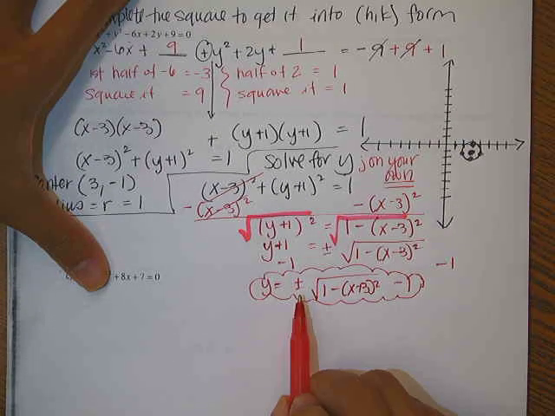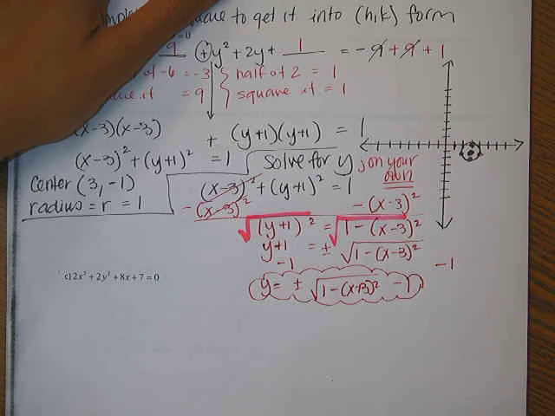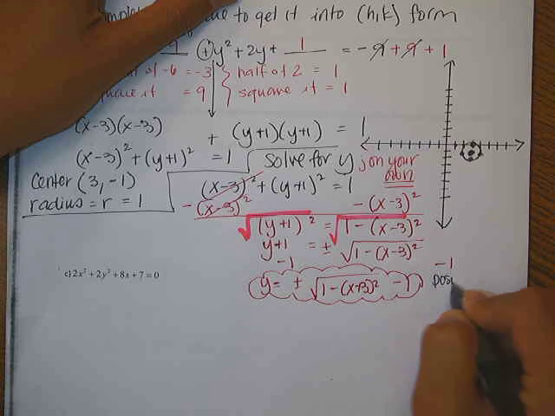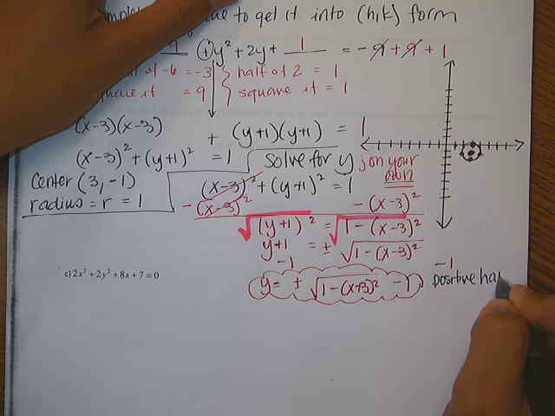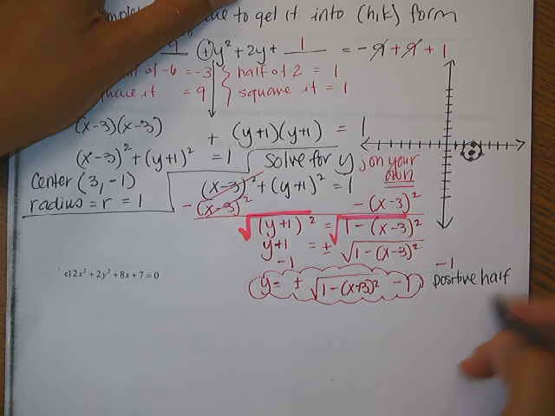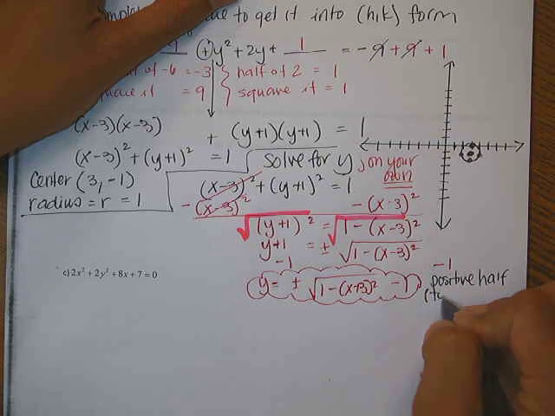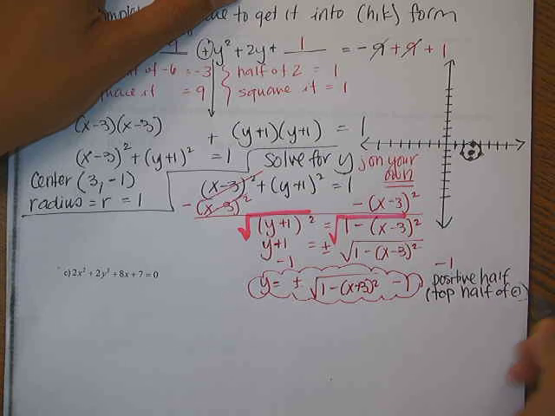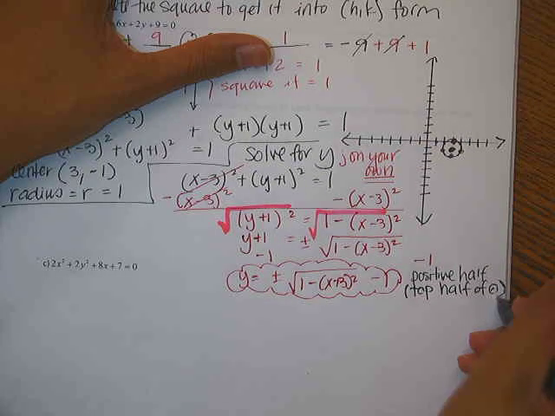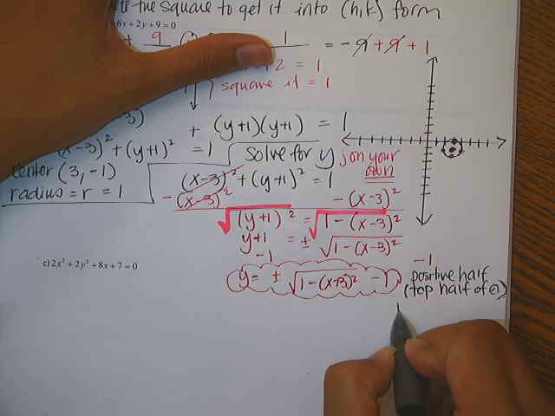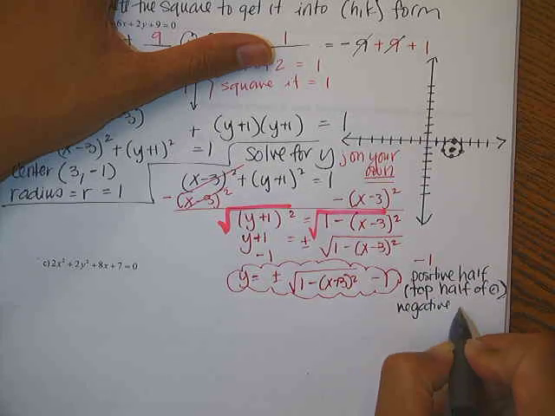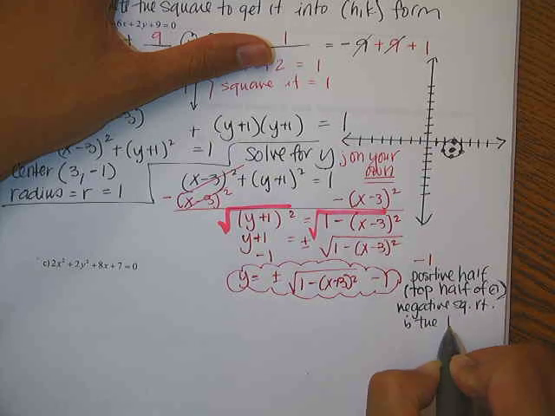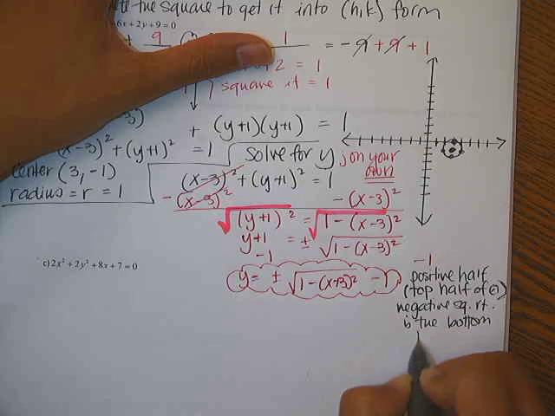So what this means is you have two half circles. Let me spell this out. Let me get a different color pen. The positive square root is the top half of the circle. The negative square root is the bottom half of the circle.